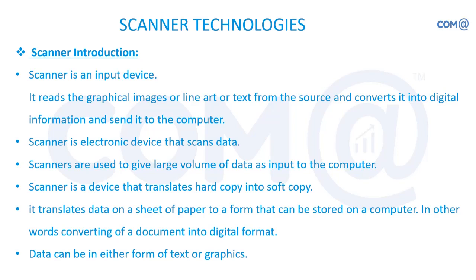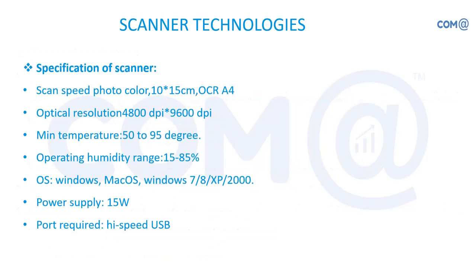So it translates the data on a sheet of paper to a form that can be stored on a computer. From the paper image, it becomes a digital image. Data can be either text or graphics, so it is not a problem. Whatever source I give, it will just scan it.